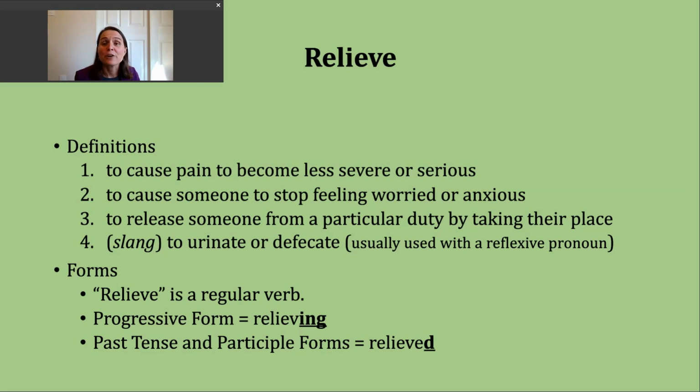You should know that relieve is a regular verb. To make the progressive tense, you're going to drop the E and then add ing to form relieving. The past tense and participle forms of this verb are made by just adding the letter D since this verb already ends in an E. The base verb, relieve, ends in a voiced V sound. So our past tense ending is going to make a D sound.